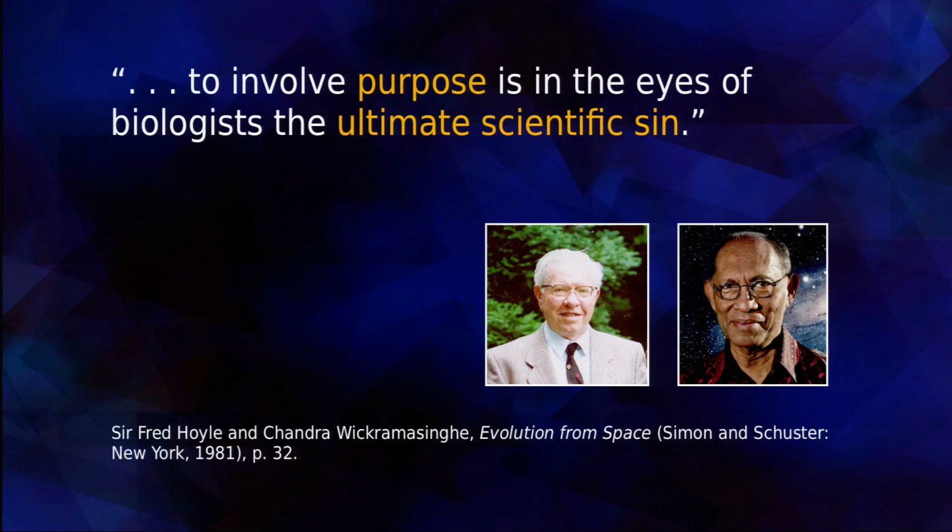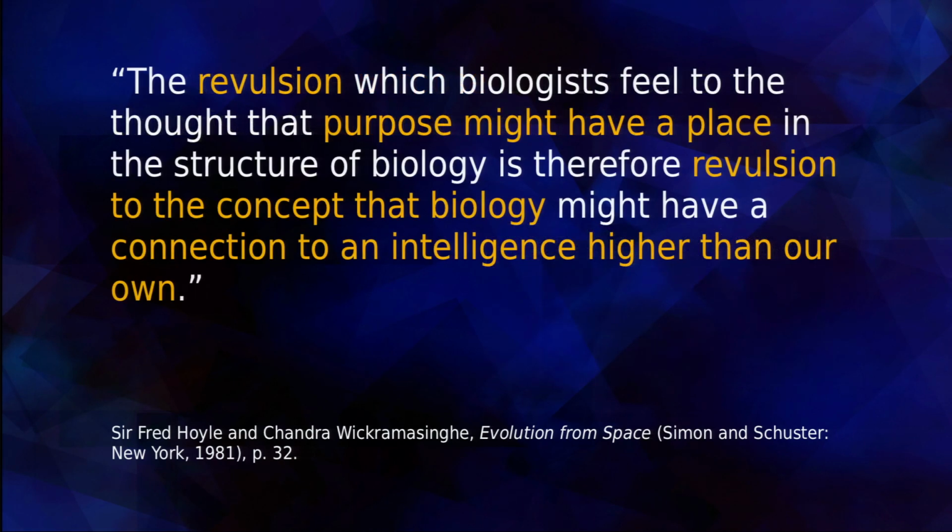So why do this? I mean, why do evolutionists rule that possibility out from the start? Why is it not really designed? And I think these two British astronomers, Hoyle and Wickramasinghe, sum it up very nicely. They say to involve purpose is, in the eyes of biologists, the ultimate scientific sin. The revulsion which biologists feel to the thought that purpose might have a place in the structure of biology is therefore a revulsion to the concept that biology might have a connection to an intelligence higher than our own. Because if something is designed, right, if it does seem to be there for a purpose, that means it's not come about by random chance. That means it's come about by a designer.